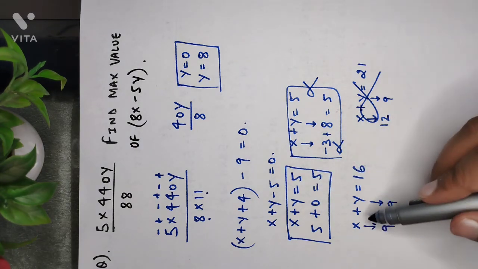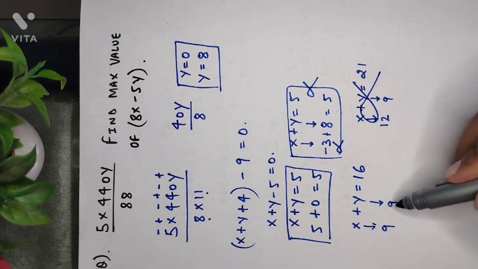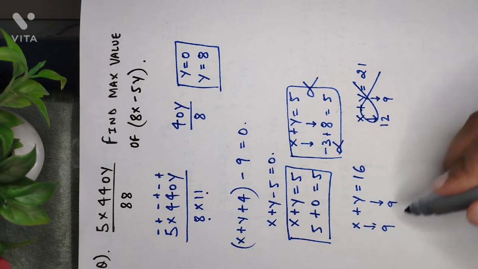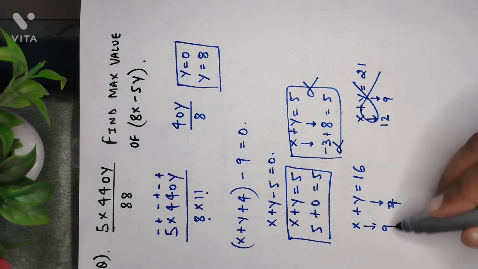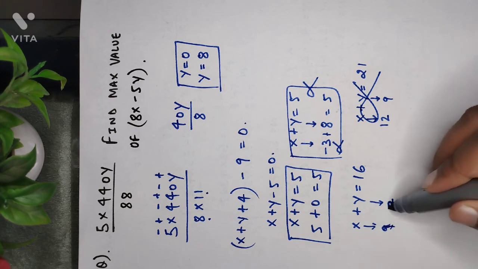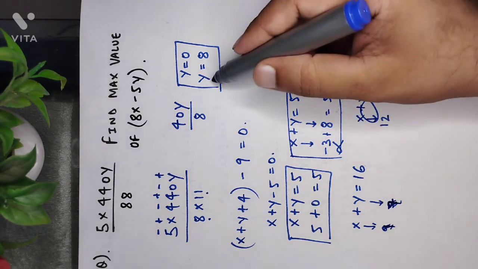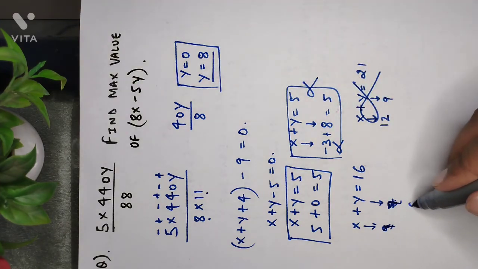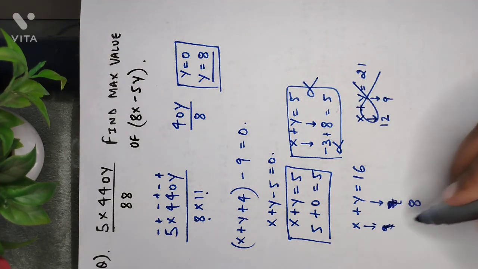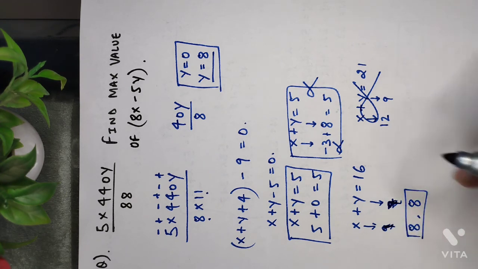This is also possible. If I am keeping x as 9, y will be equal to 7 over here, and still this is possible. So in this one, x plus y is 16, and the value of y is already given to us. It is equal to 8. If y is 8, I can say x is also 8. So we have two different values of x and y, that is 8 and 8.